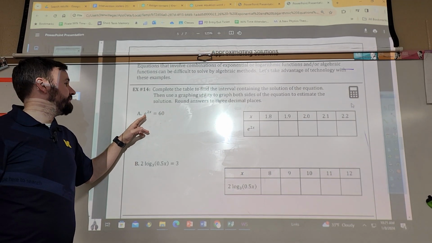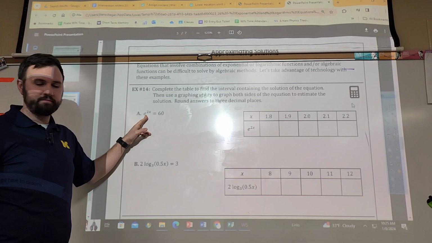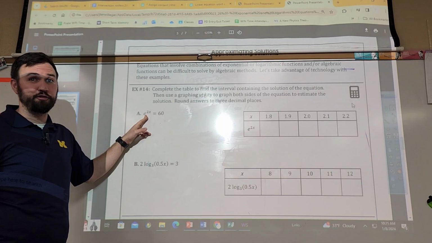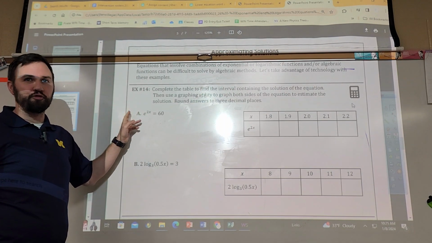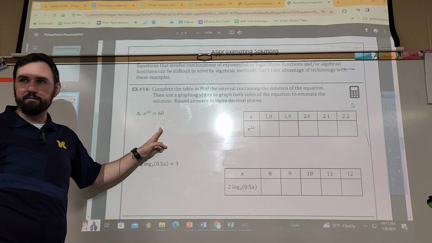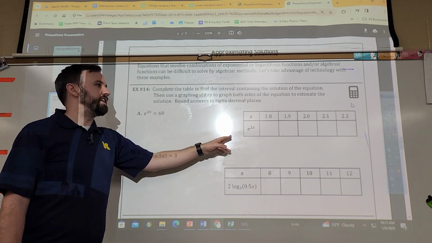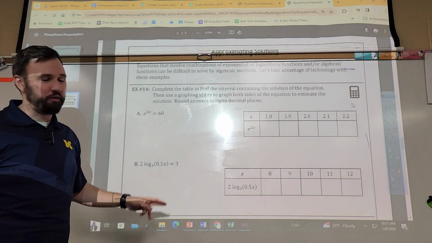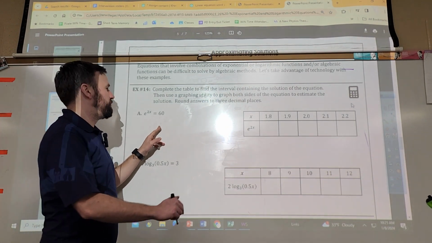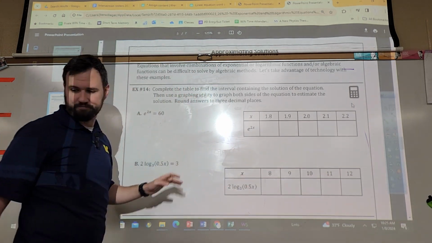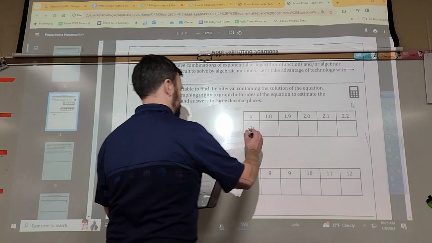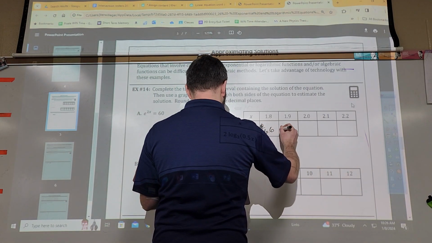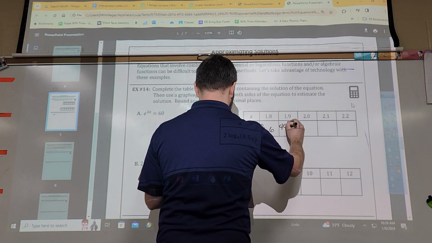When you plugged in 2, it was actually pretty close. And when you plugged in 3, it was too big. So you know the answer is between 2 and 3, right? So now they said they got between 1.8 and 2.2 magically. So what I did is I plugged in 1.8 into that, and I got an answer. I plugged in 1.9 and got an answer.